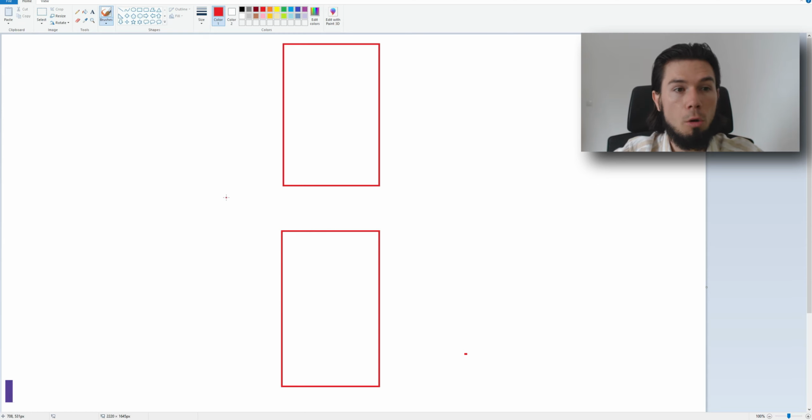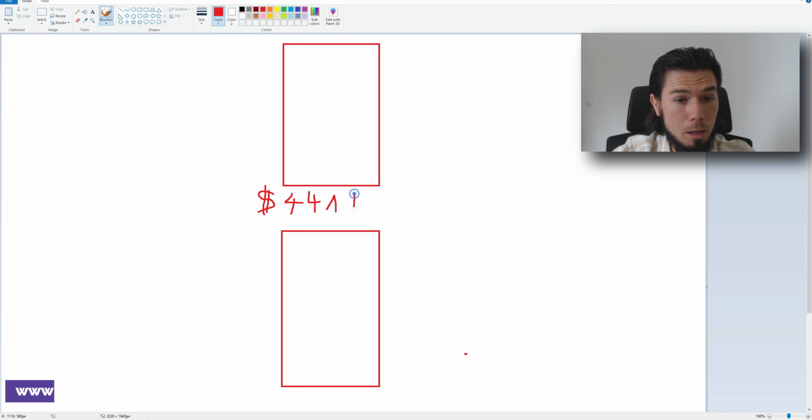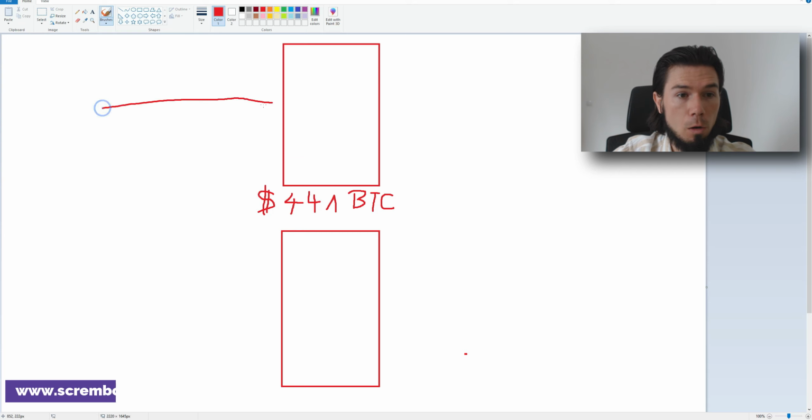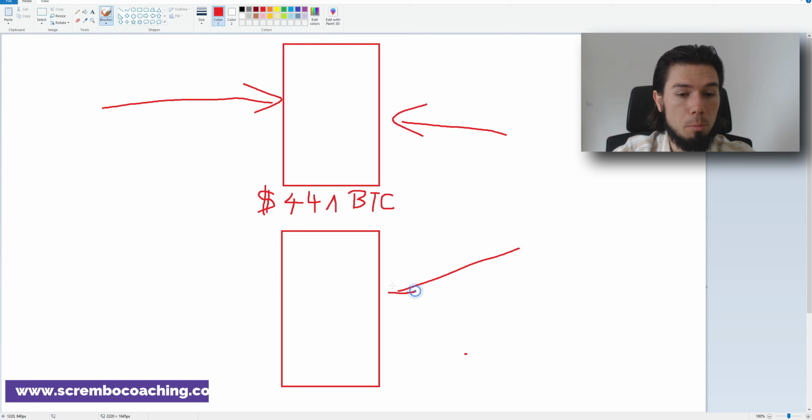So for example, we're going to work with the following example. I'm going to set here that Bitcoin's price is $441, right? So $441, we're going to set this as the price of the BTC that is live right now. I'm going to say here BTC, very simple. In the box above, we have the prices of people willing to sell BTC. This is the first order book. This is the second order book. The order book with people selling, the order book with people buying.